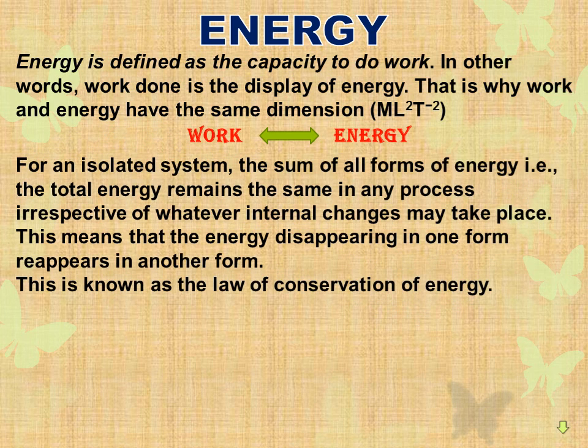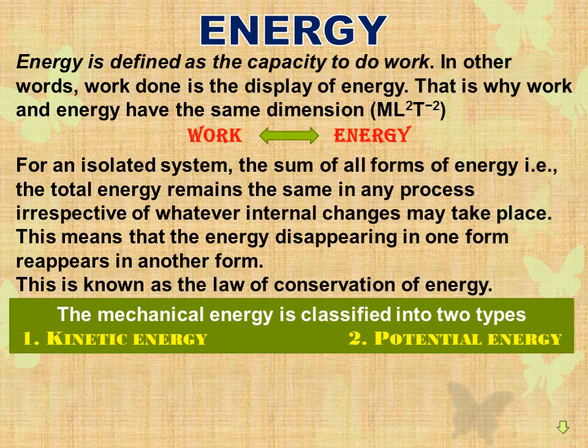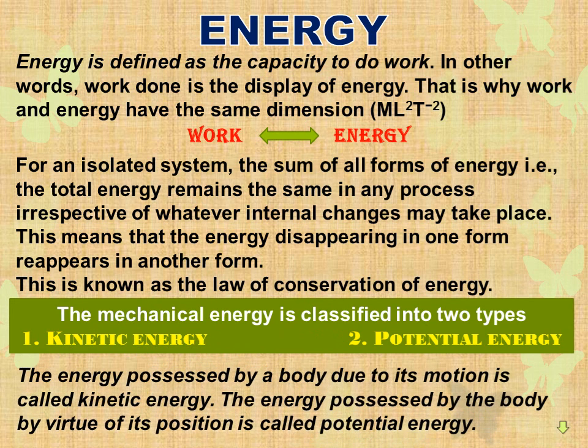For an isolated system, the sum of all forms of energy, that means the total energy, remains the same in any process, irrespective of whatever internal changes may take place. This means that energy disappearing in one form reappears in another form, and this is known as the law of conservation of energy. Energy can neither be created nor be destroyed, but it can be transferred from one form of energy to another. The mechanical energy is classified into two types. One is kinetic energy and another one is potential energy. The energy possessed by a body due to its motion is called kinetic energy. The energy possessed by the body by virtue of its position is called potential energy.